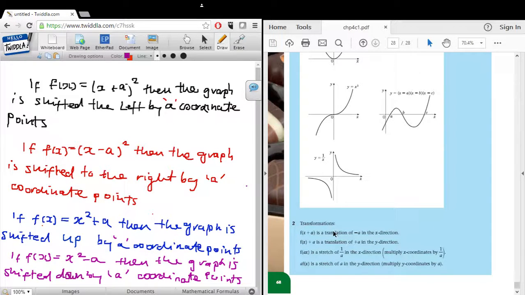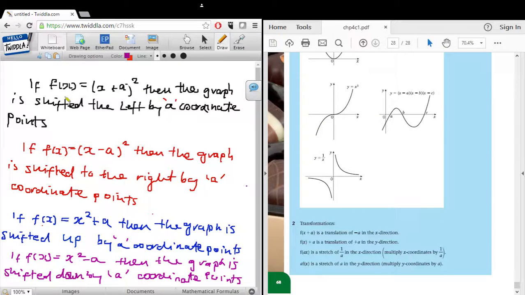Now it says f(x + a) is a translation of minus a in the x direction. f(x) + a is a translation of plus a in the y direction. f(ax) is a stretch of 1 over a in the x direction, multiplying x by 1 over a. And af(x) is a stretch of a in the y direction, multiplying y coordinates by a. What does this mean if you're scratching your head? This means the following.